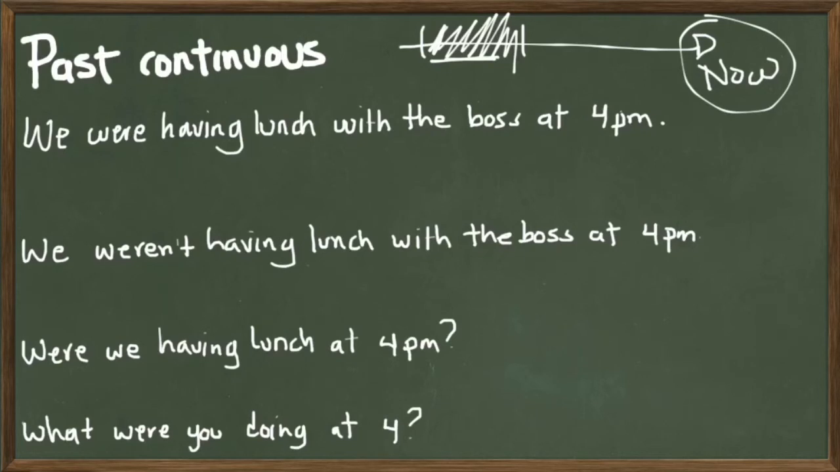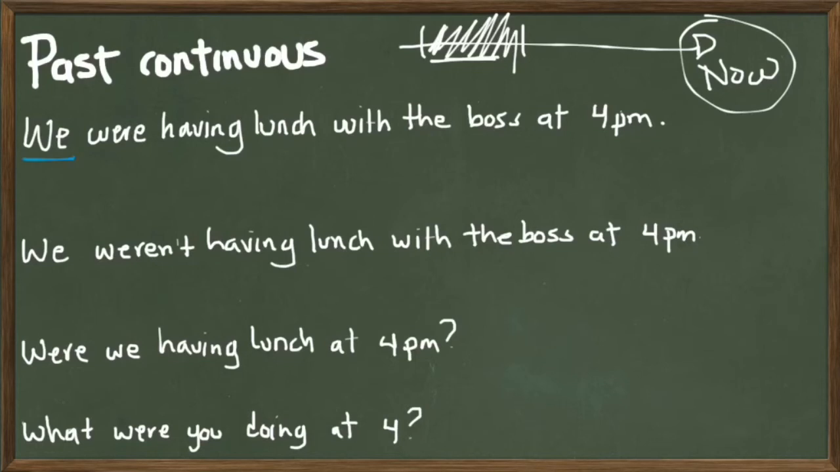I proceed to read. Affirmative: we were having lunch with the boss at 4 p.m. Negative: we weren't having lunch with the boss at 4 p.m. Question: were we having lunch at 4? Another question: what were you doing at 4?